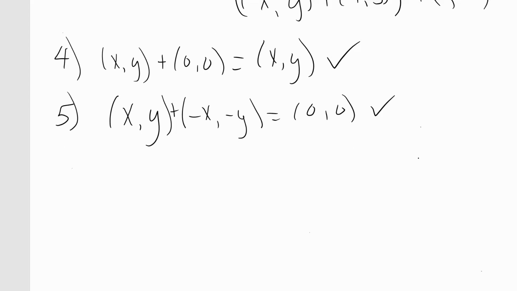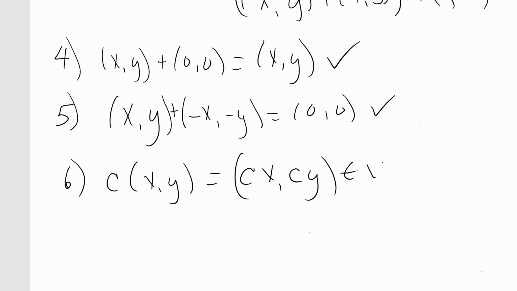All right, number 6. Now we go to our scalar multiplication. If I do c times (x, y), I get (cx, cy). Well, that's still a member of my ordered pairs, so I'm good there.